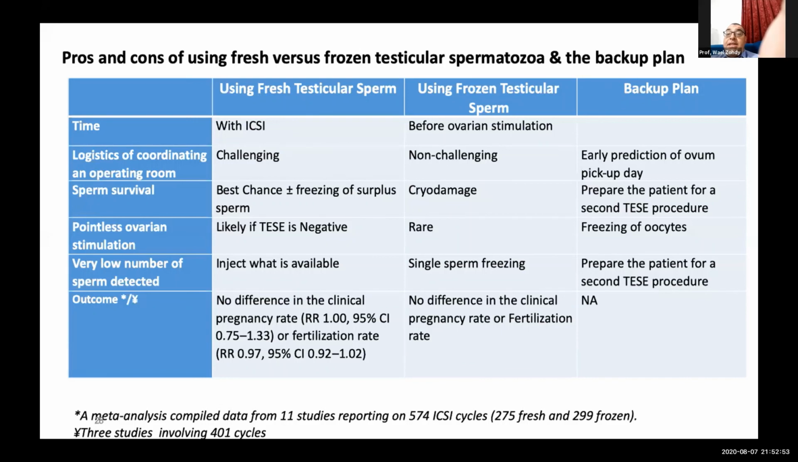Again, we can offer freezing of oocytes. That's really interesting and a very good option, especially if the wife is below the age of 37. Very low numbers of sperm cells could be retrieved. That's why, if we are using fresh testicular sperm, we inject what is available, and we can, of course, freeze the remaining oocytes, or use single sperm freezing if we are using a diagnostic TESE and frozen testicular sperm. Regarding ICSI outcome, frozen testicular sperm have a favorable outcome, and we don't have issues using them in ICSI. Next.